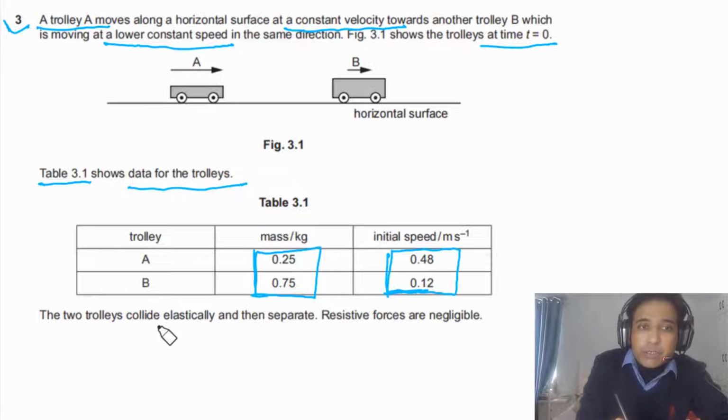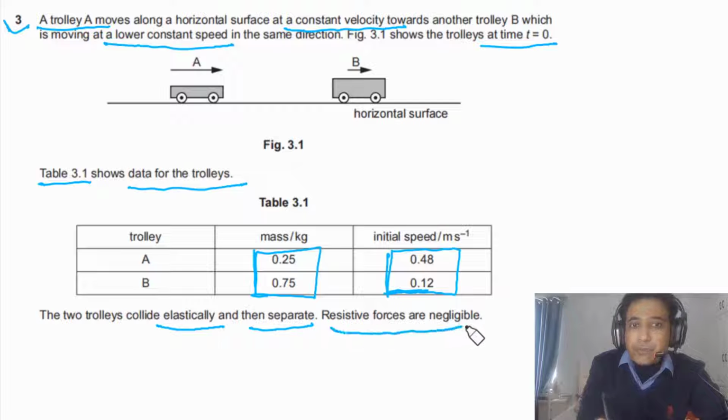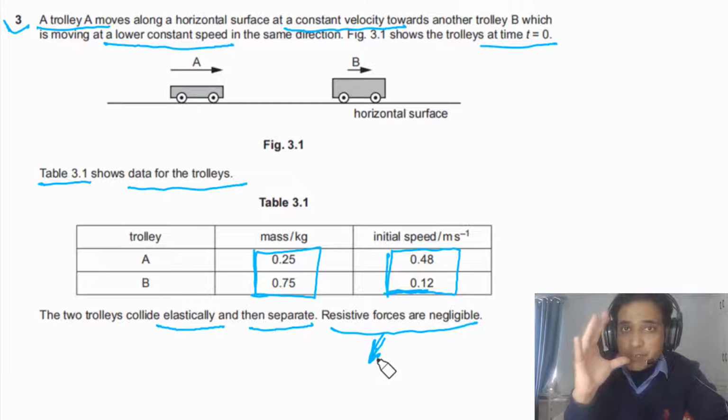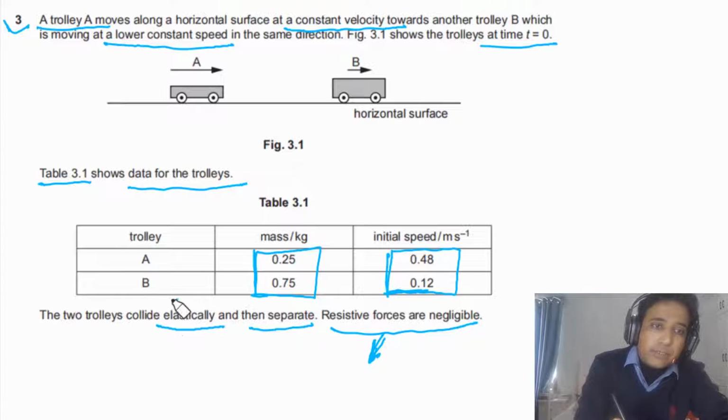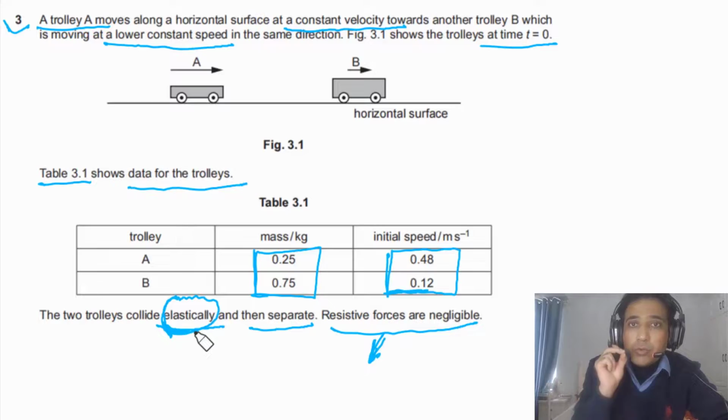The two trolleys collide elastically and then separate. The resistive forces are negligible. It means momentum is conserved. So the law of conservation of momentum we can apply because there are no net external forces acting on this system. And this clearly is elastic. So these are some important points you need to understand before you start working on the answer.